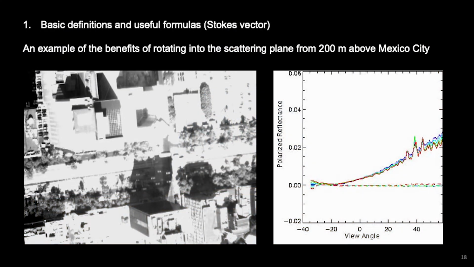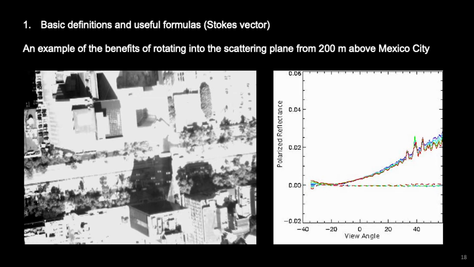And an example of that is here. This is taken a couple of 100 meters above Mexico City, right next to the busiest runway in the Americas. These are cars. And this is Q and U rotated into the scattering plane. And this is Q, and this is U.